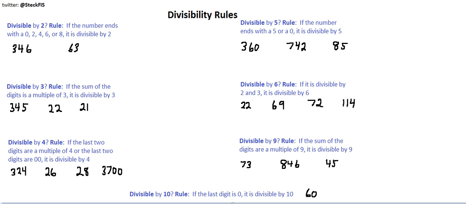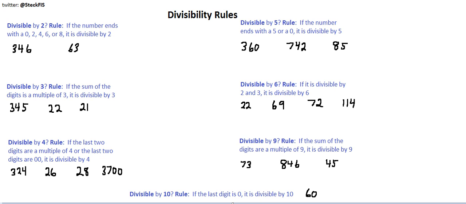Today we're going to talk about divisibility rules. These are rules to use to help you find if a number is divisible by a certain number and to help you find factors for a number. Now, even with these rules, it's important to spend time learning your multiplication facts. It will save you time in the long run and will make your future math much easier.